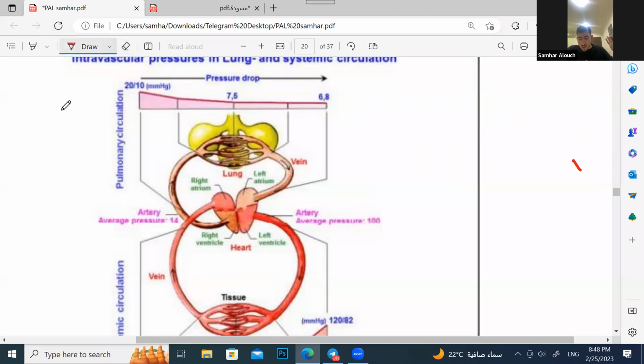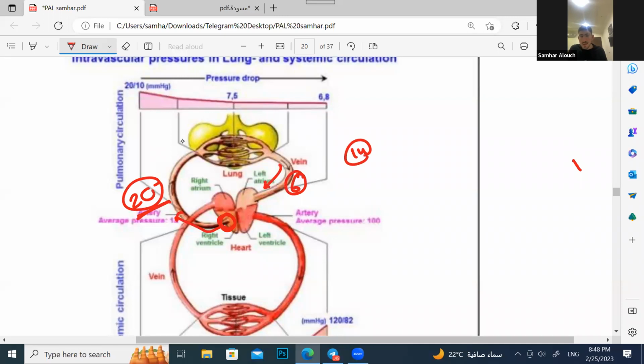Now, what's happening in the pulmonary circulation? From the right ventricle, when it pushes the blood to the lungs, it doesn't need that much power because the lungs and heart are so close to each other. So the pressure is 20. And it goes all the way. Once it enters the atrium, it's like 6. Okay, look at the difference. It's only 14.